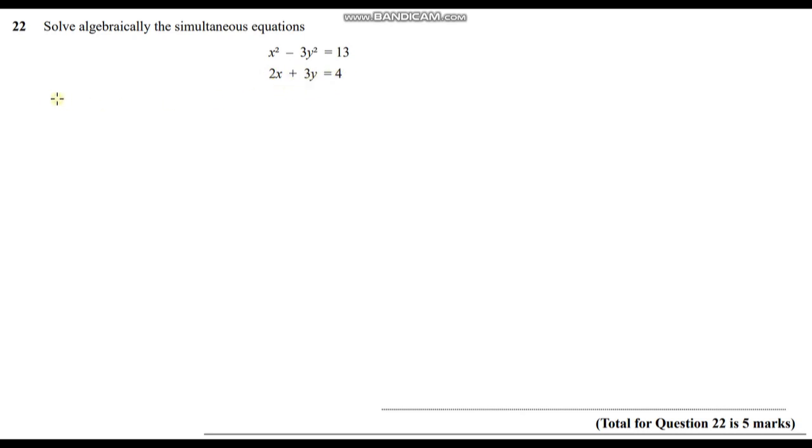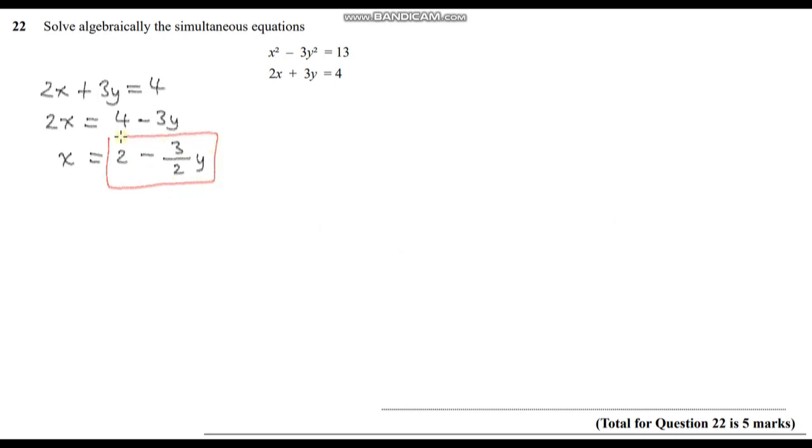So I'm going to first focus on this second equation, and I'm going to make x the subject. If I just copy it out down here, we've got 2x plus 3y equals 4. So if I subtract 3y from both sides, I get 2x is equal to 4 minus 3y. And now if I divide everything by 2, I'm left with x is equal to 2 minus 3 over 2, not 3 over y, 3 over 2y.